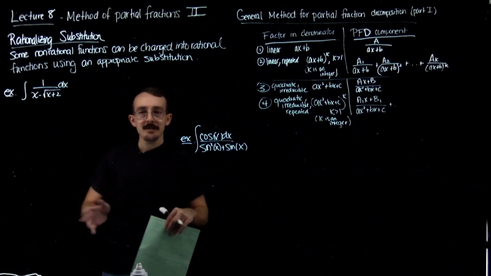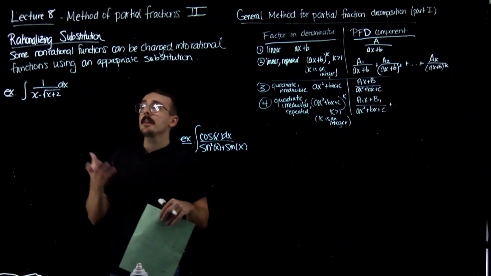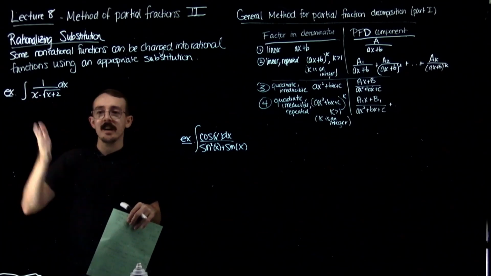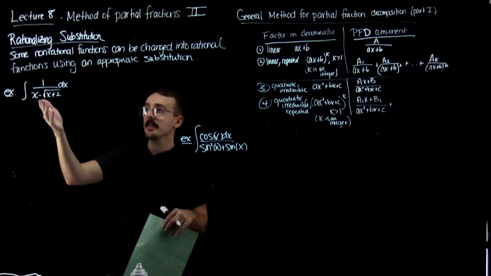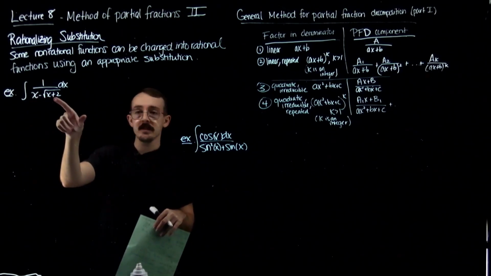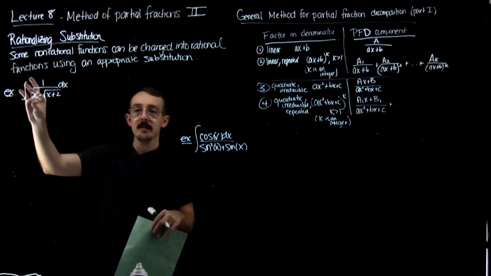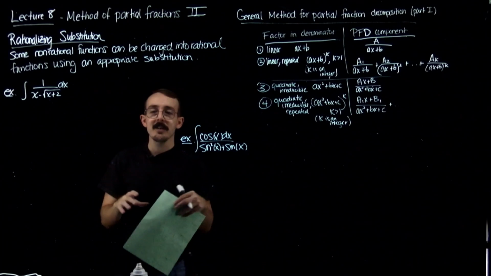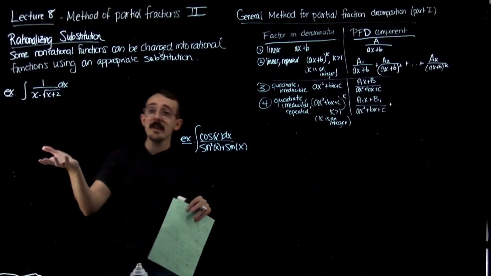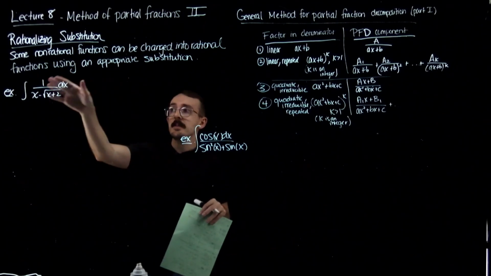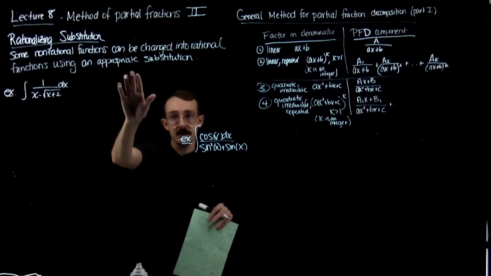All right, welcome to the last part of this video. Sometimes you're going to see integrals where the function inside is not a rational function. For example, if you look at this, I have 1 over x minus root x plus 2. This bottom function here is not a polynomial because roots are not allowed in our definition of polynomial. However, we can often take non-rational functions and change them into rational functions using an appropriate substitution.